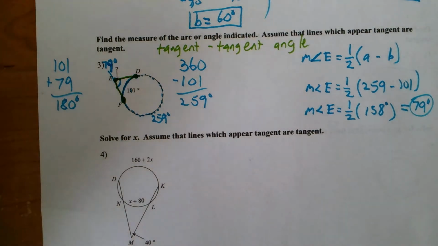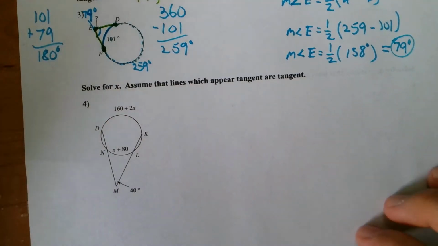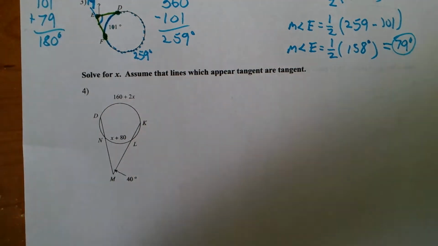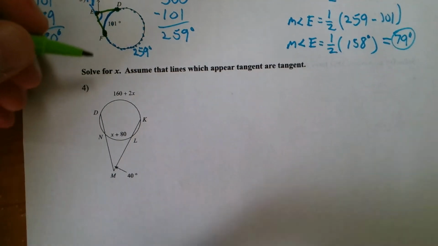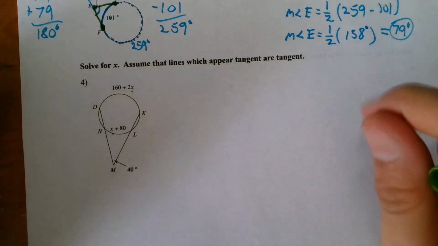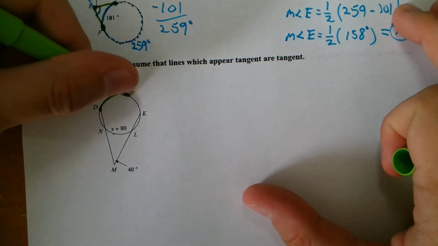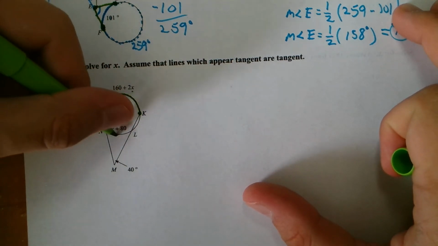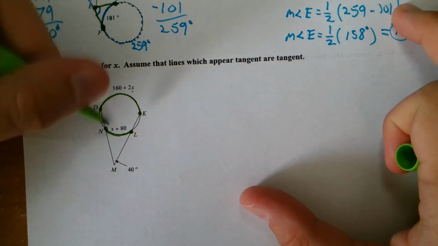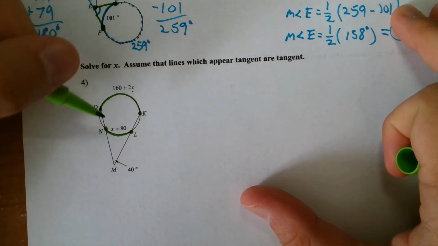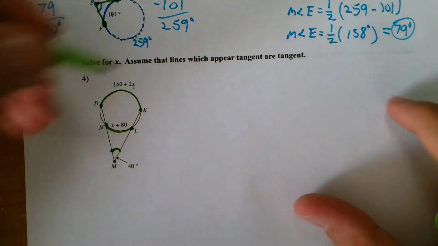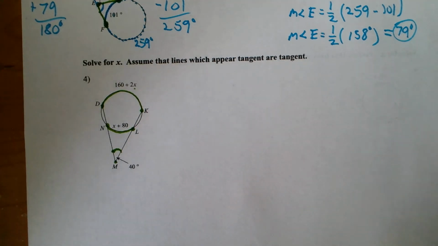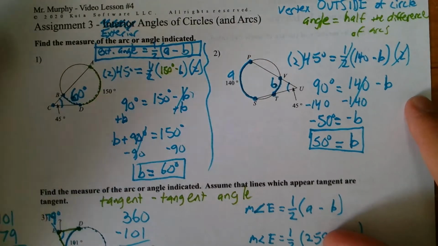Okay. All right, last but not least, number 4, I want to make sure I show you one involving algebra, just so you get the feel for how to operate that equation. Okay, so we're going to solve for x, and I see x in 2 places, arc DK and arc NL. And then to help us find that x value, we have the measure of angle M out here, which is 40 degrees. Since angle M is exterior to the circle, I'm going to use my exterior angle rule, which is this 1/2 A minus B, big arc minus little arc.